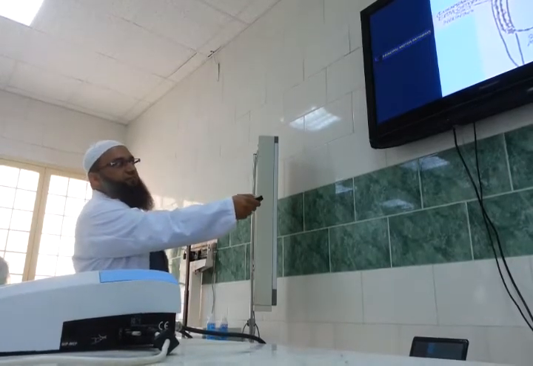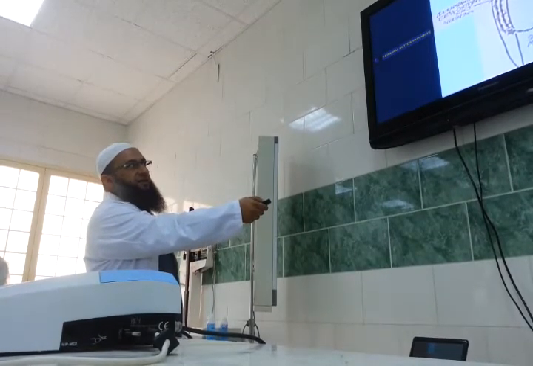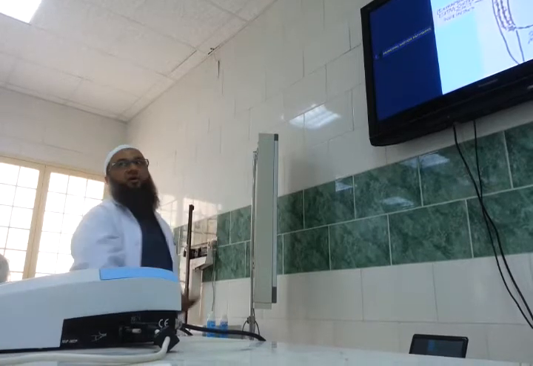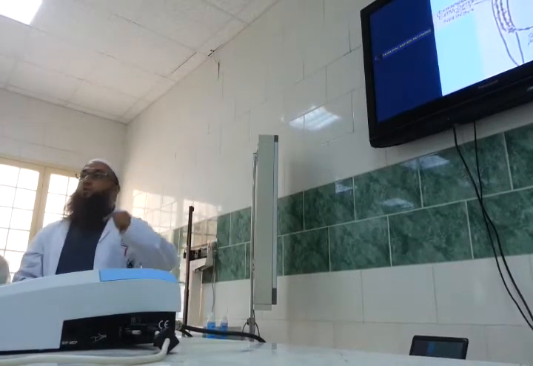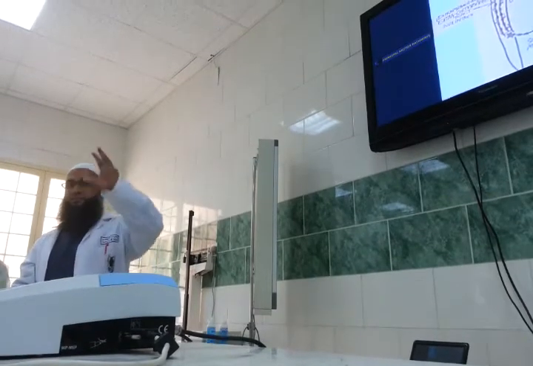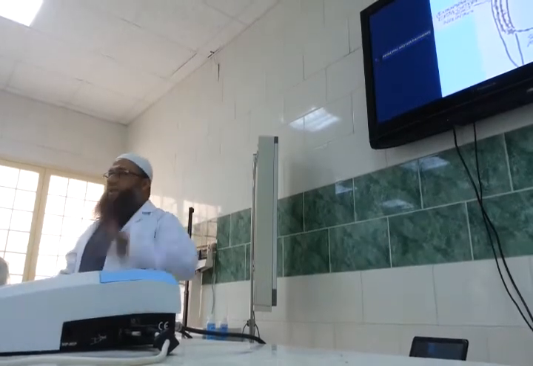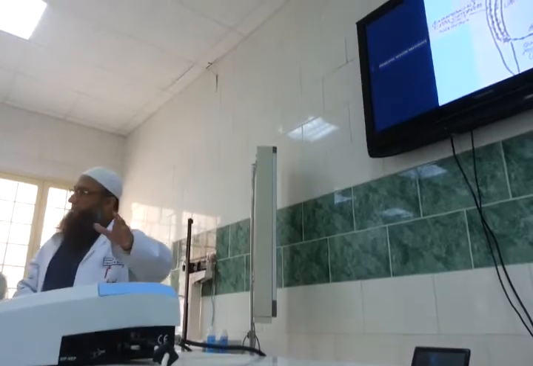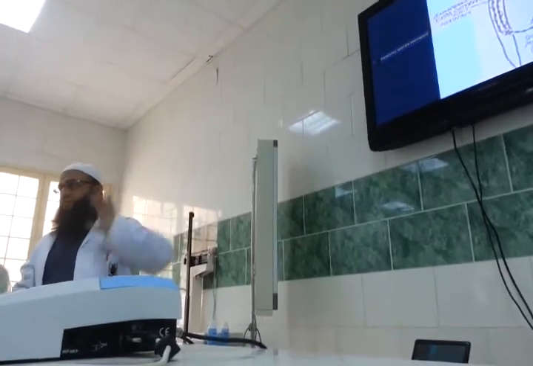Now this neuron which innervates the muscle is called the somatic motor neuron, also called the lower motor neuron, also called the alpha motor neuron. You have heard this name. Alpha motor neuron, same. Somatic motor neuron, same. Lower motor neuron, same.